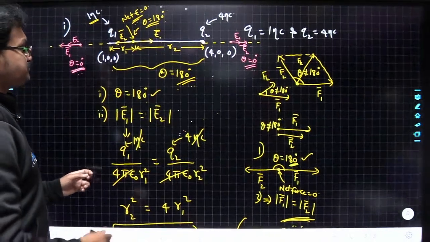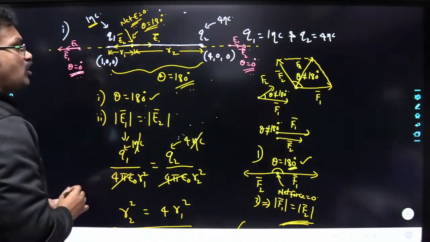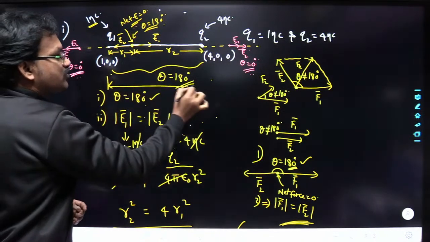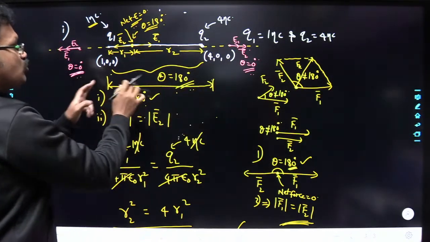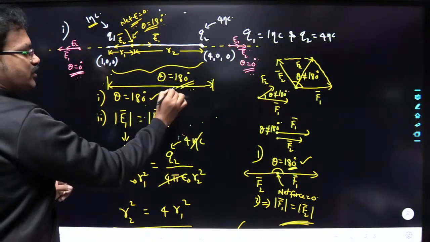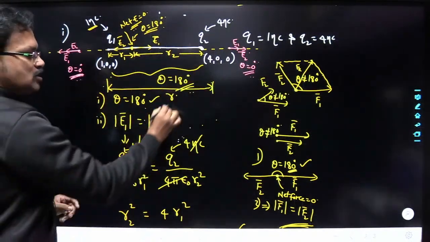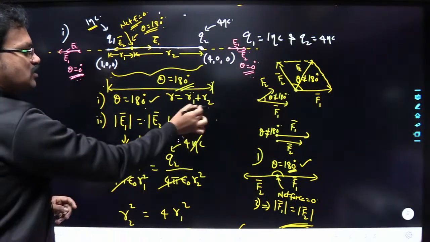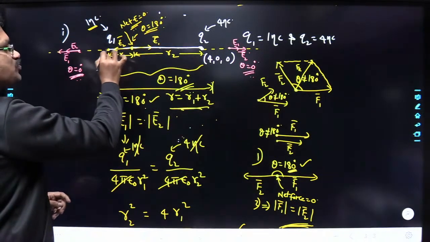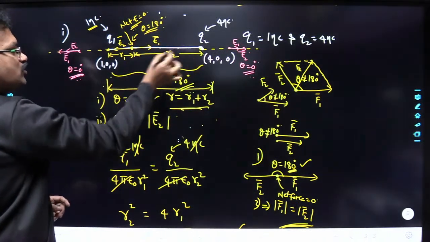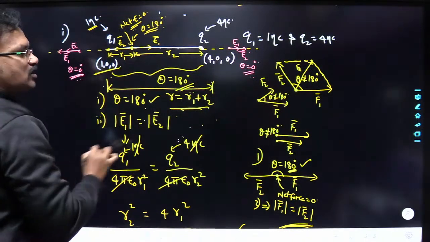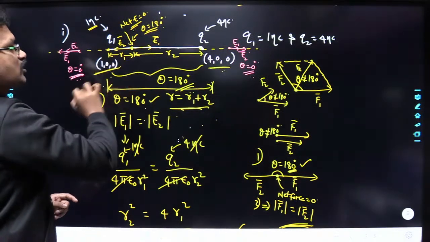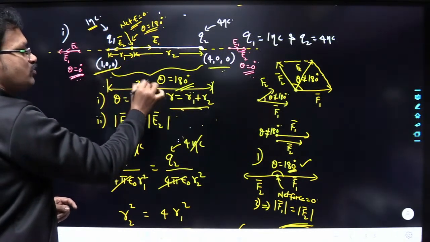Now you have to determine this point. What is the total distance from Q1 to Q2? Let us say the distance is R. So R is equal to R1 plus R2. Now tell me, what is the distance between Q1 and Q2? Here Q1 is present at (1, 0, 0) and Q2 is present at (4, 0, 0). That means the distance between Q1 and Q2 is 3 meters.